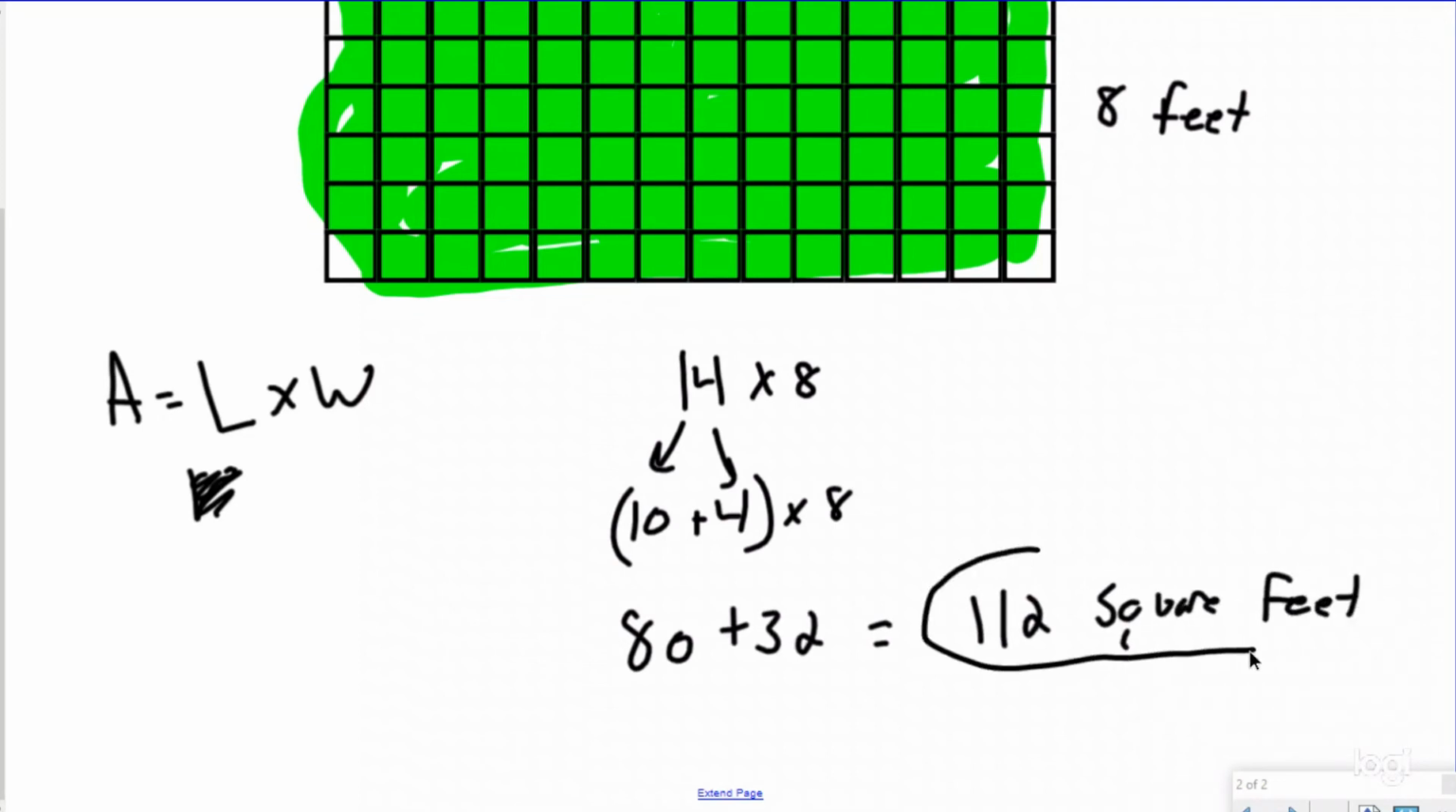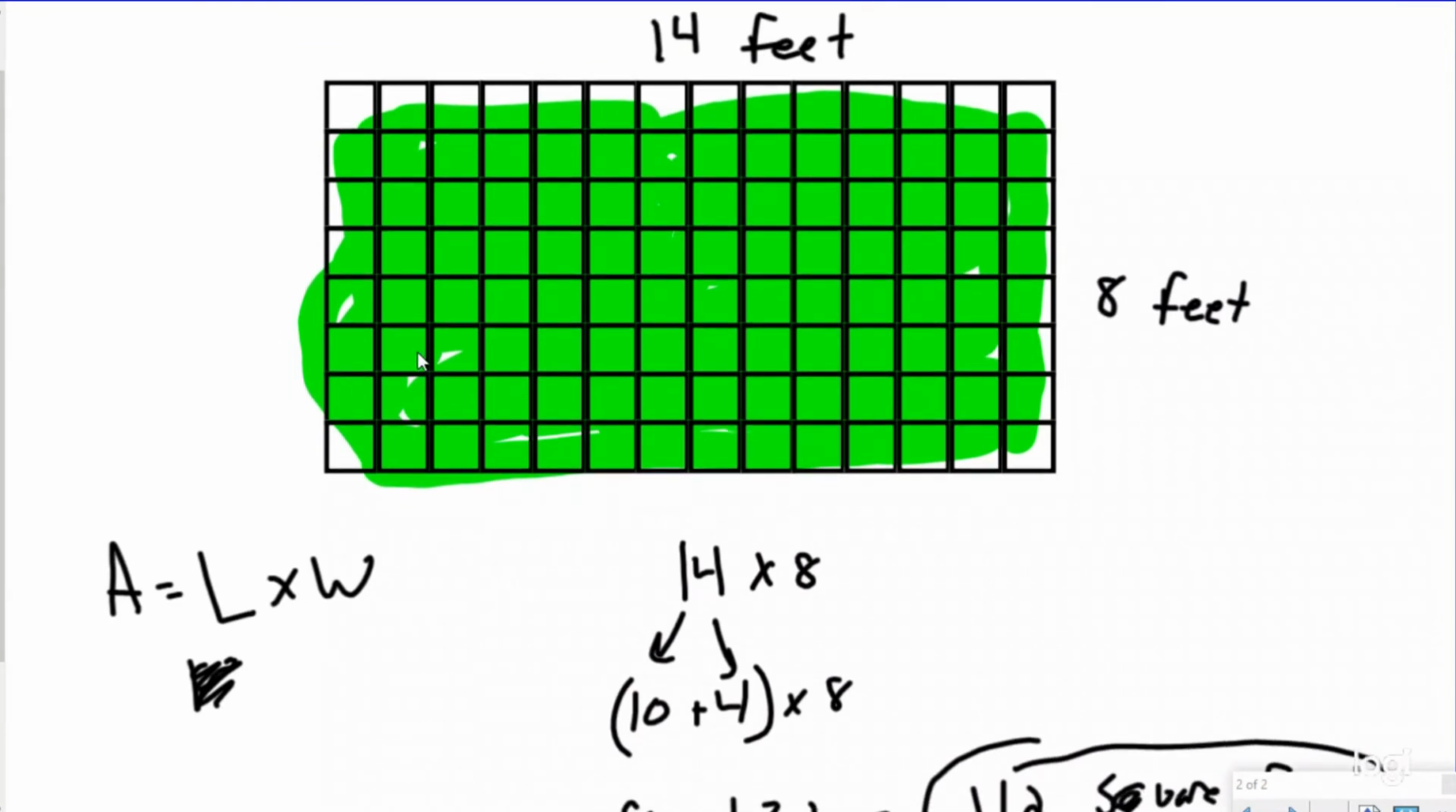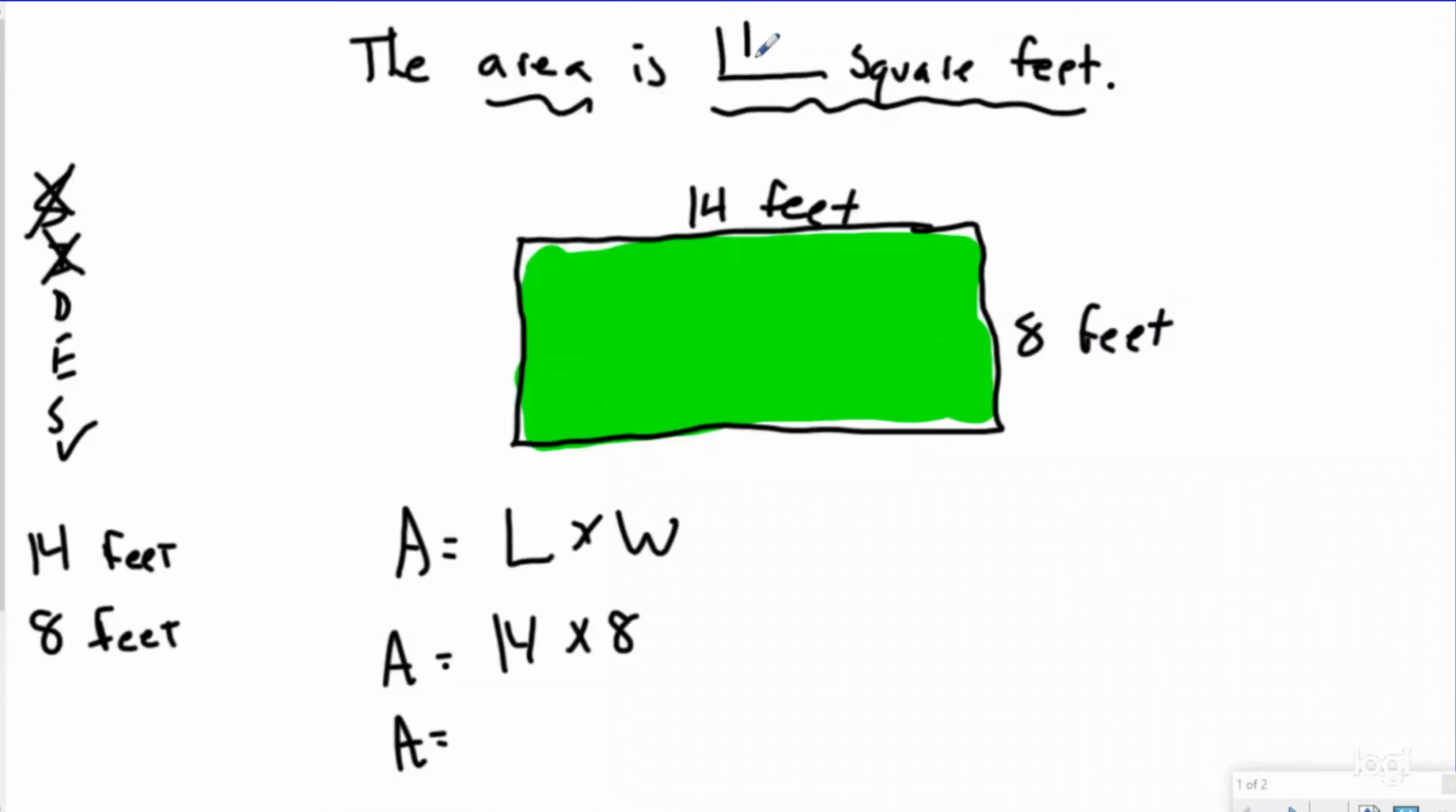And again, when you talk about area, you have to say square feet, because you're covering the inside of the rectangle with squares. So this is how you find your area. You could have taken the shortcut and used the formula, but this is why the formula works, because it's really a multiplication array. Let's go back and write our answer in our statement. So we have now figured out that the area of the room that I was in is 112 square feet.